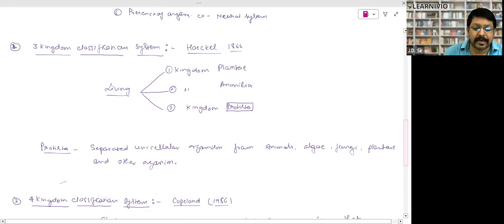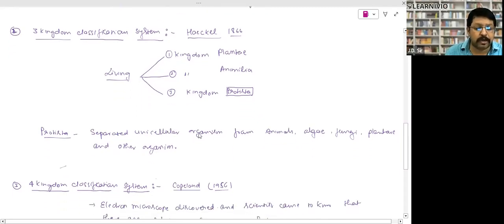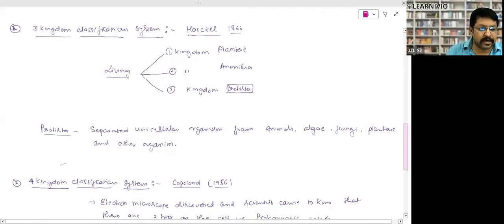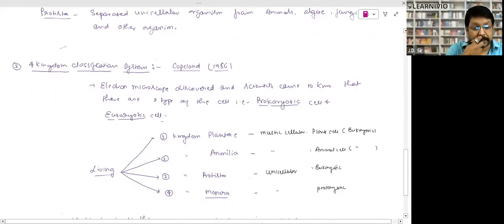What he did was separate all unicellular organisms from multicellular organisms. He took out all unicellular animals, unicellular plants, and unicellular fungi, and created a third kingdom, the Protista kingdom. That's why it is also called a mixed kingdom. Then comes the 4 kingdom classification.